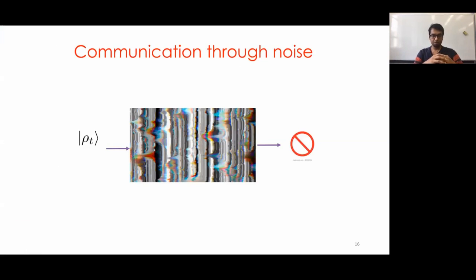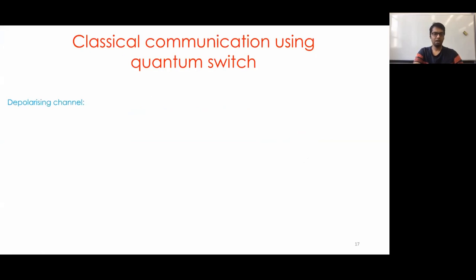As is well known, noise is unavoidable in a communication scenario, and the most detrimental noise can completely scramble information encoded in the quantum state, and we will get nothing. A common noise model is the depolarizing channel.